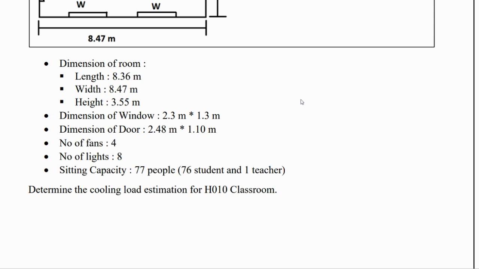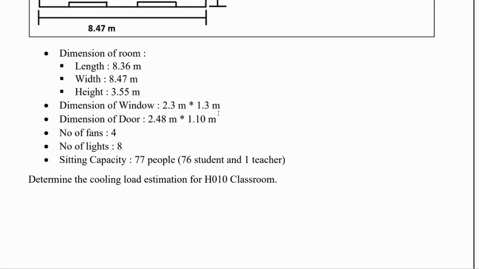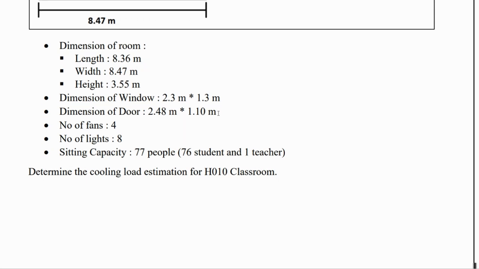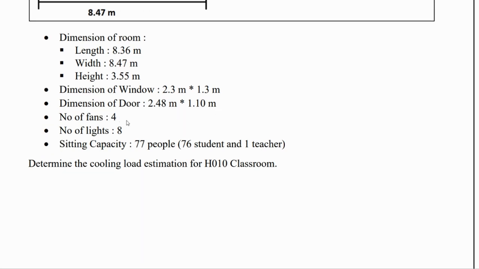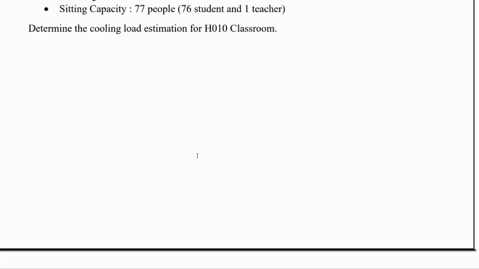So now here we can see the dimensions of the room we have taken. The number of fans here is 4, the number of lights is 8, and the seating capacity is 77 people. Here we have taken one classroom, so 76 students and one teacher. So this is the classroom here.